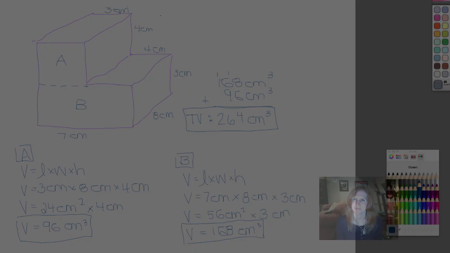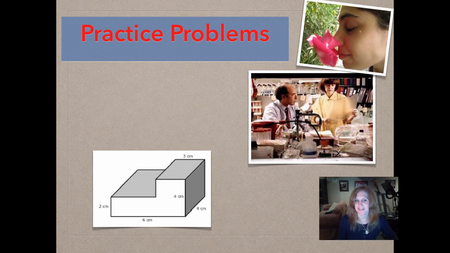Let's try another one. So here is another practice problem. You can see a picture of Richard Axel and Linda Buck working in their lab. Science labs always look really cool and messy. They're probably really organized. They just don't look organized to maybe a mathematician's mind. There's a girl smelling. She's using her olfactory receptors.